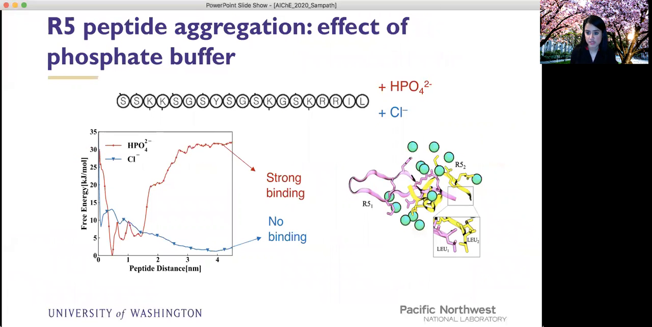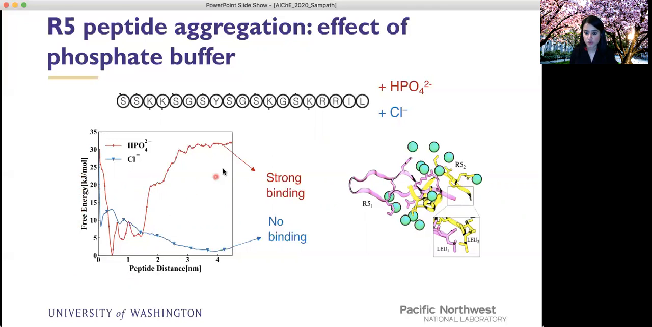So the first set of results that I'm going to show you today is the dimerization of a wild-type R5 peptide with and without phosphate buffer. The graph is a free energy profile. On the y-axis, we have the free energy of dimerization, and on the x-axis, we have the center of mass distance between the two peptides.